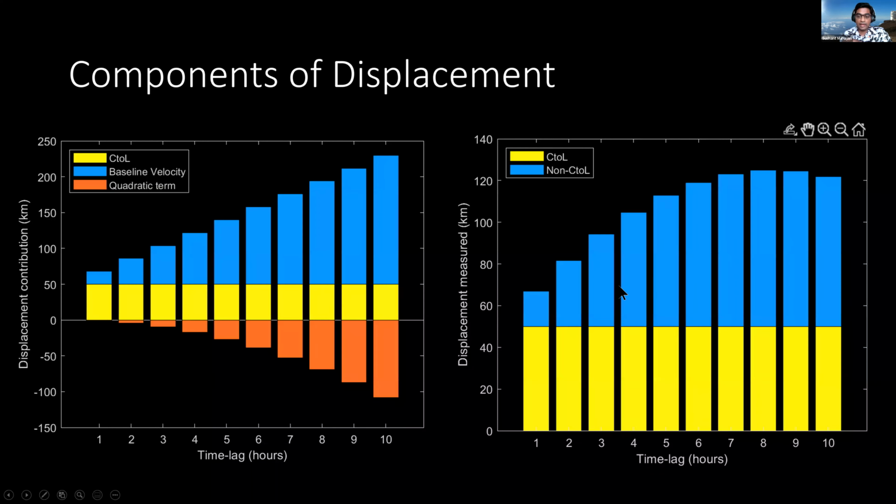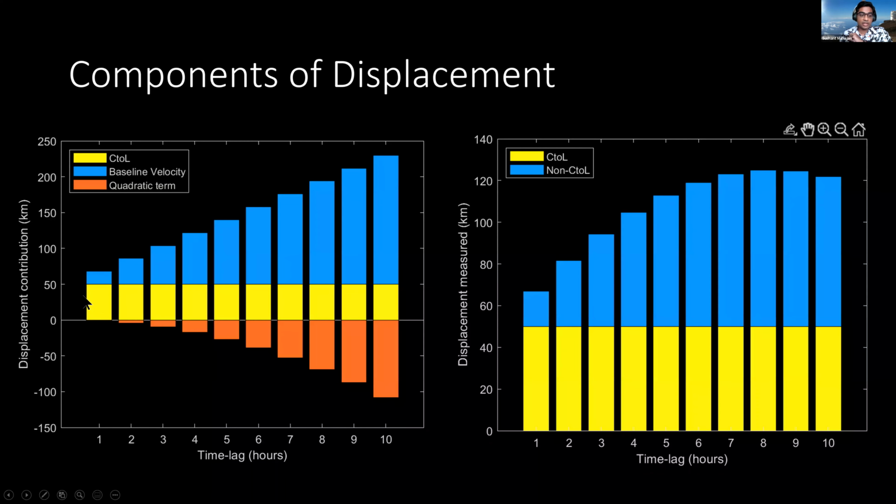And the blue part is the non-center to limb effect part, which includes the baseline velocity as well as the quadratic term. And if you break down that blue part into this blue and red, the blue here is the baseline velocity. So the displacement due to the baseline velocity just linearly increases in time because the baseline velocity is constant. And the quadratic term contributes more and more towards the longer time lags.